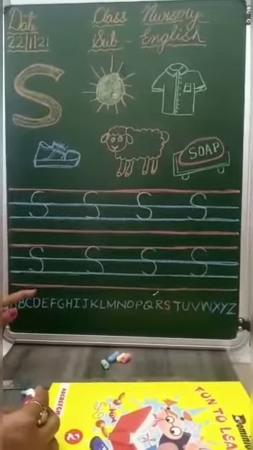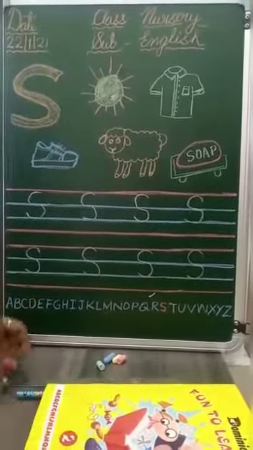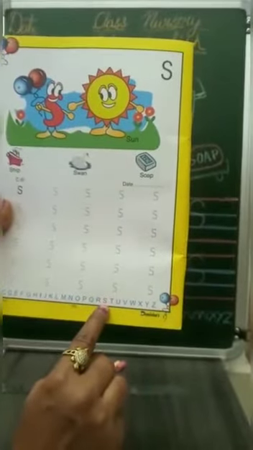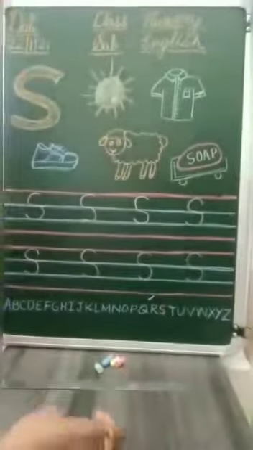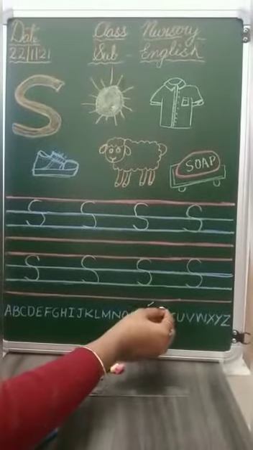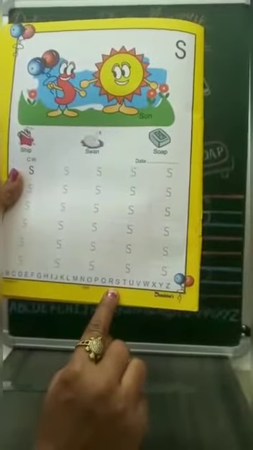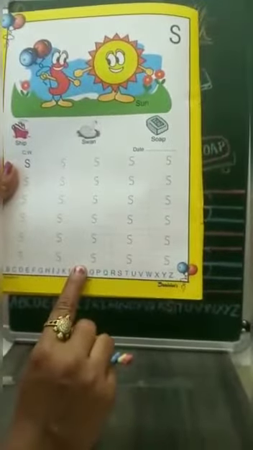So kids, this was the formation. Now what we will do? Yes, it's activity time. Find the letter S. Where is it? Yes, it is red. Then make it a circle, like this. Kids, you can also make the circle. Have you done? This page we have done in classwork.